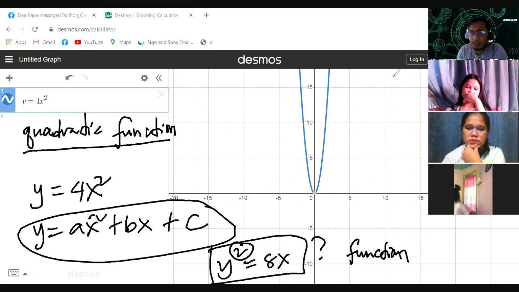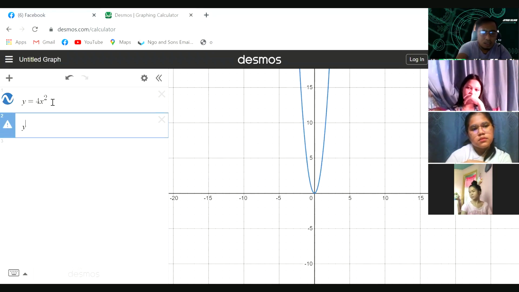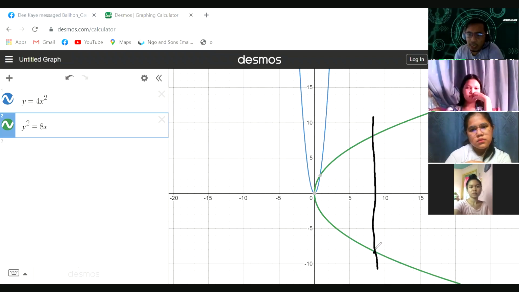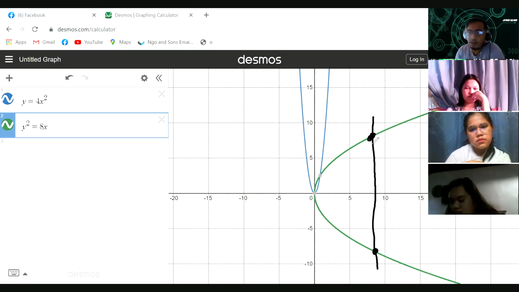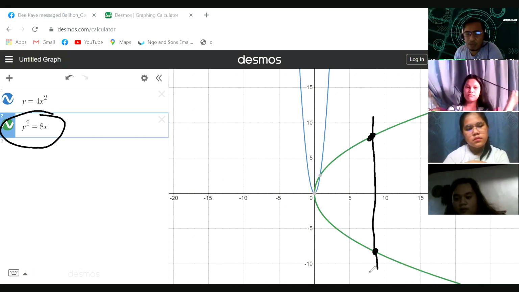Got it? And if you will graph that one, y squared equal to 8x, tanaw gani yung sa iyang graph. Di ba kanang green? That is the graph. And as you can see, if you use the vertical line test, your vertical line will pass your graph more than once. Therefore, the one in green is not a function. Okay? It's not a function, but still a relation.